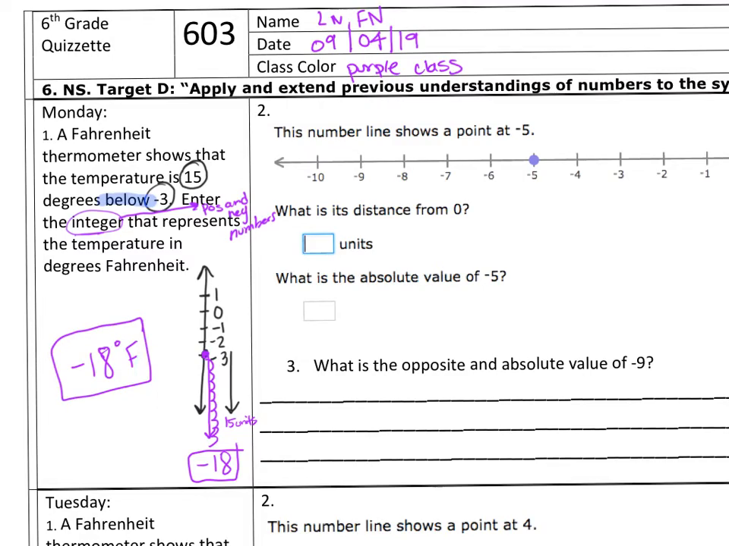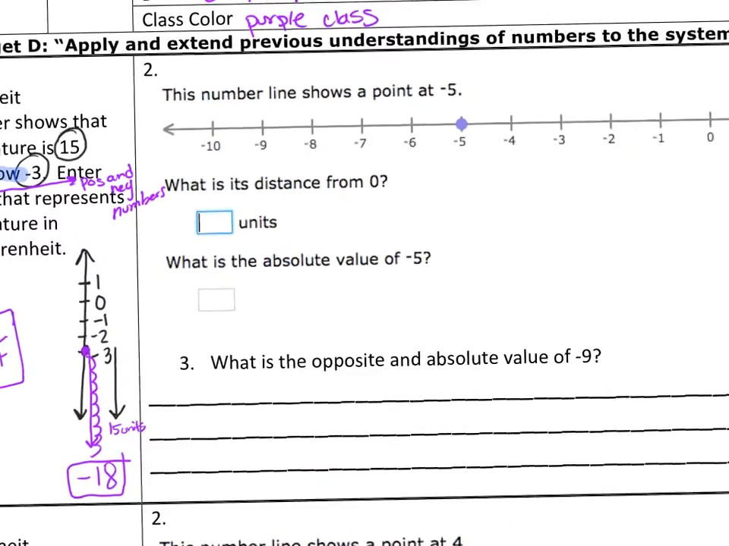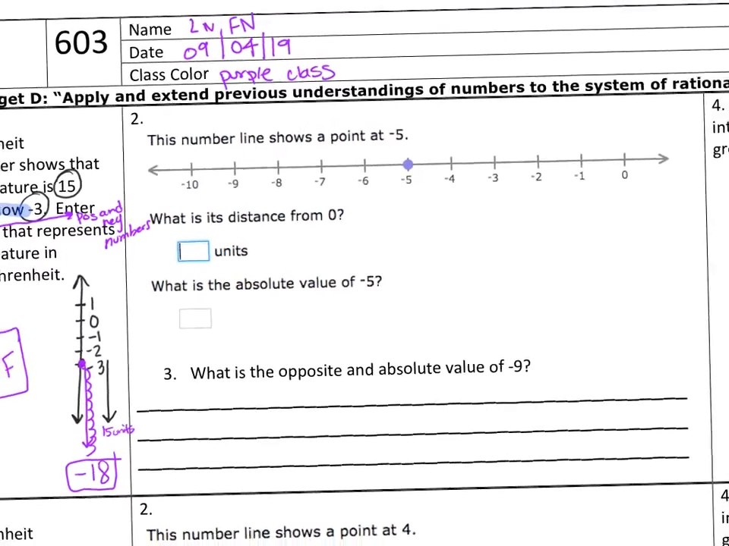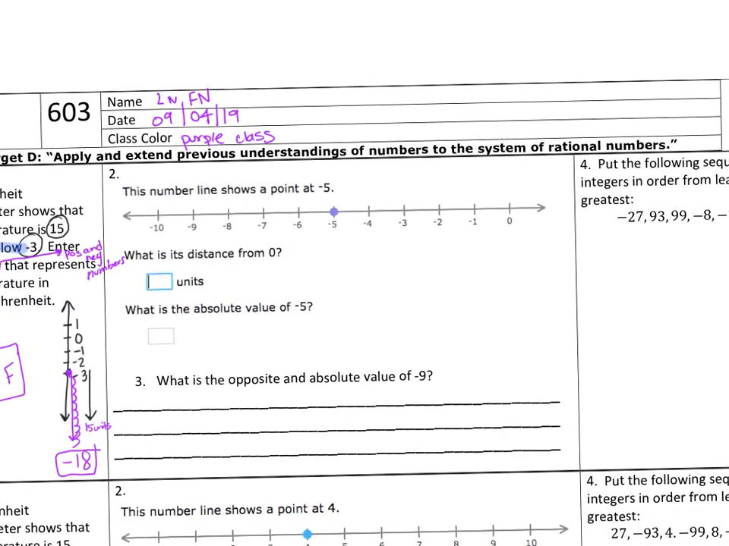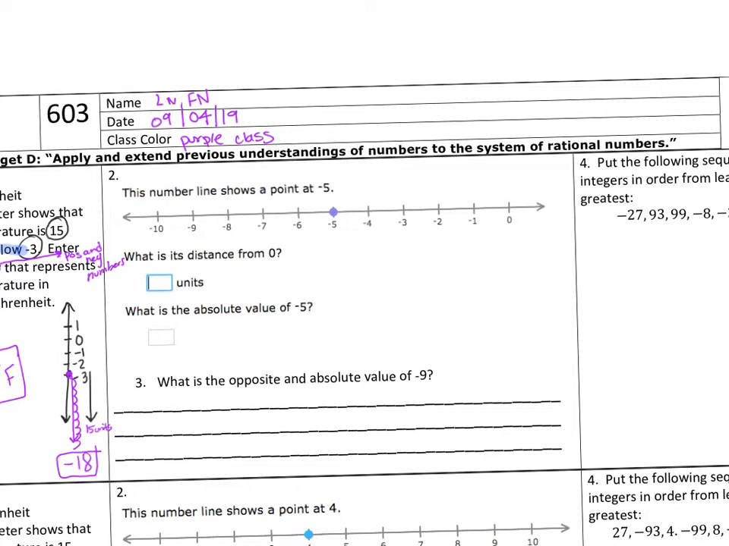Moving on to number 2. Number 2 says, this number line shows a point at -5. Let's see if that's true. Yep, I see a point at -5. What is the distance from 0? Now this might seem really easy, and it is. 1, 2, 3, 4, 5. Okay, what's the distance away from 0? 5 units. But then it says, what's the absolute value of -5?